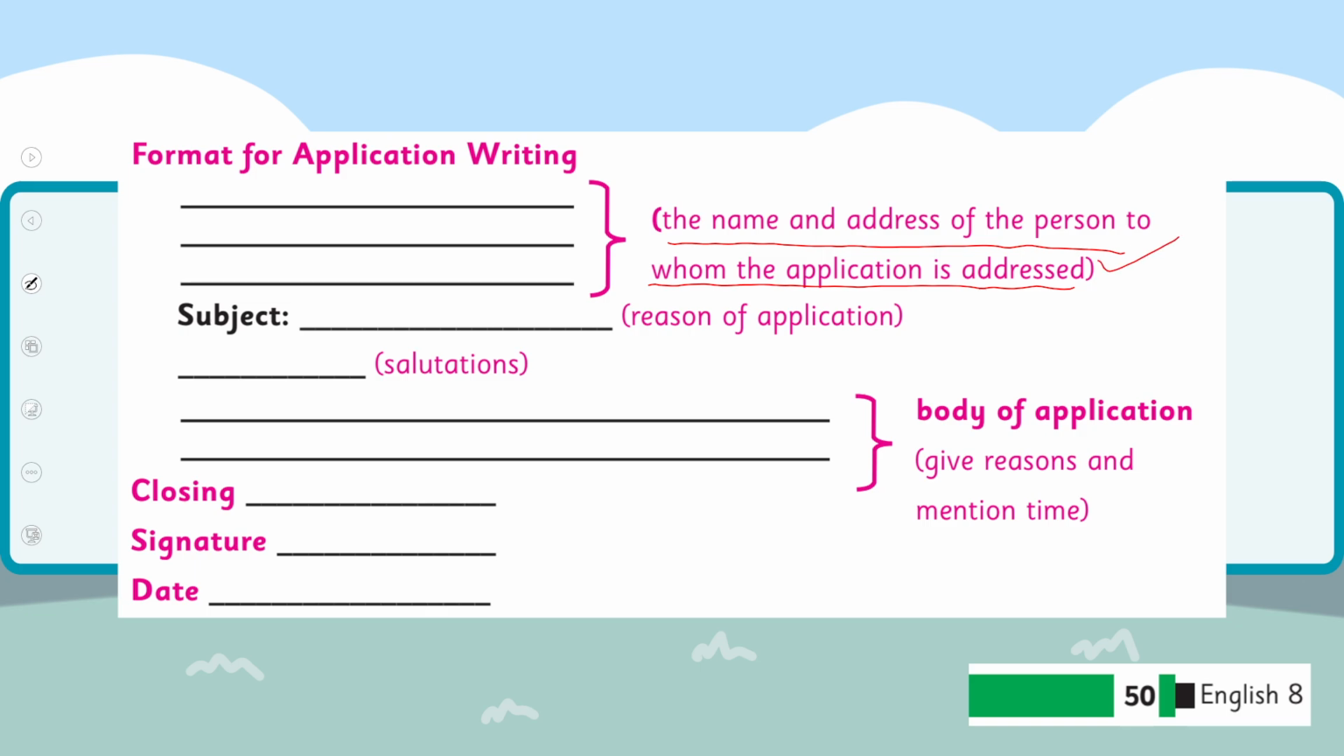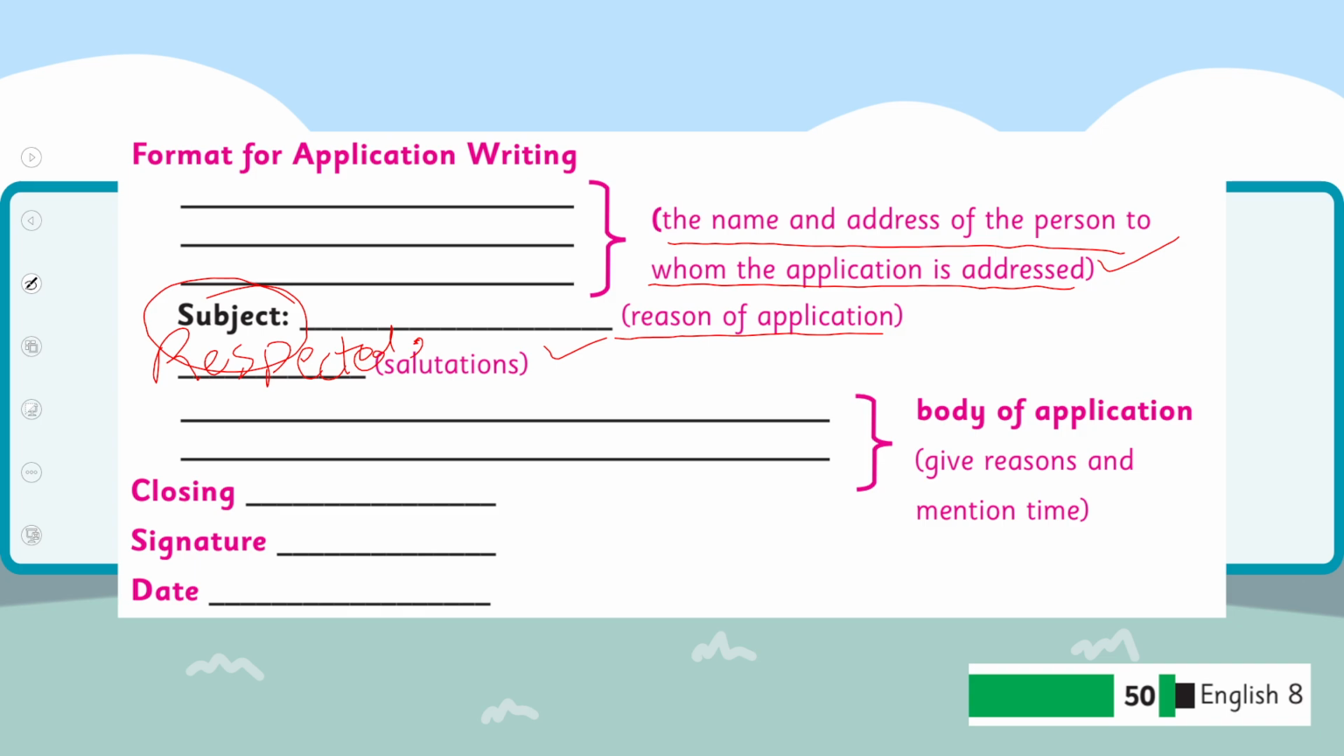Now it is time to write the subject of the application, which is very important here. Subject is the reason why you're writing this application. Maybe it is for a sick leave, or it is for giving you a library card, or so many other things or reasons for writing an application. Now here the salutations come: respected sir, respected ma'am, and all that, followed by a comma.